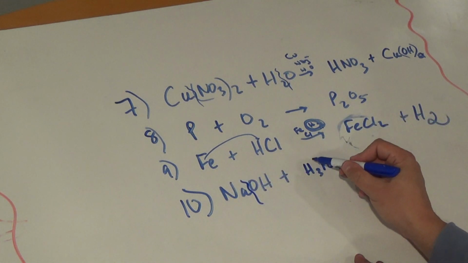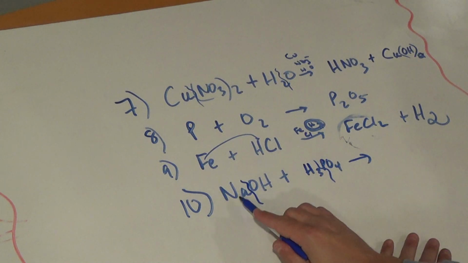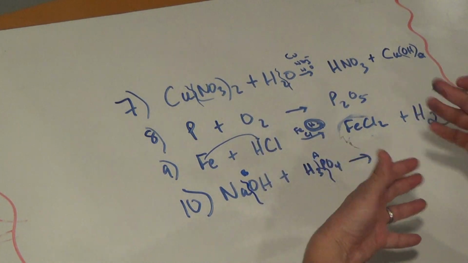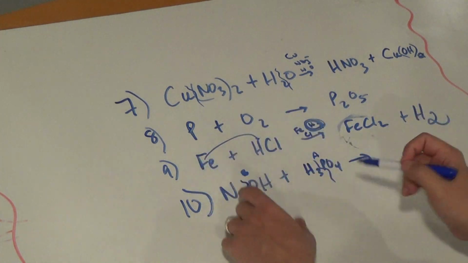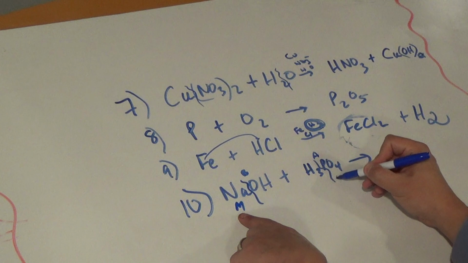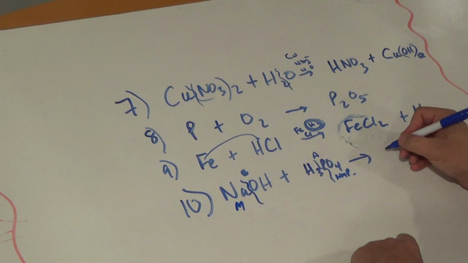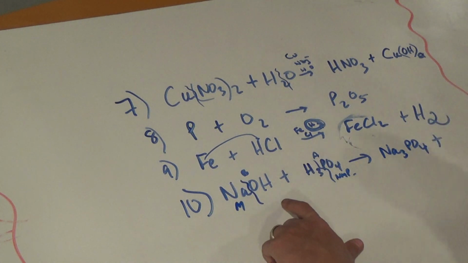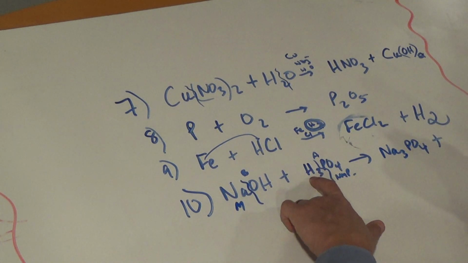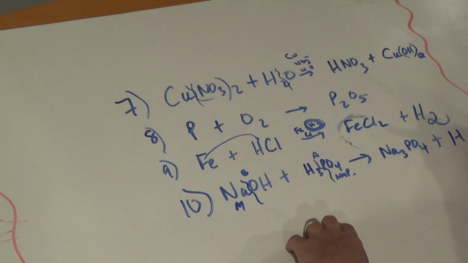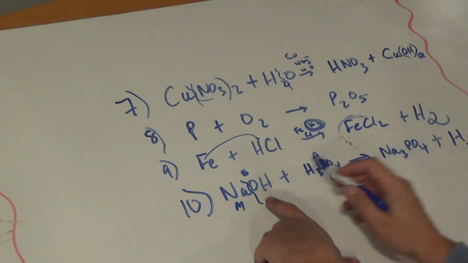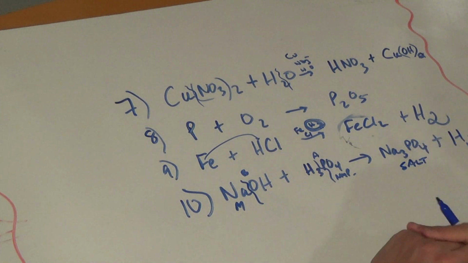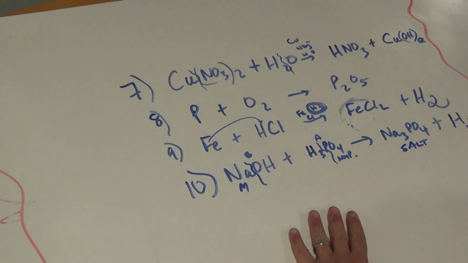This breaks apart. This breaks apart. So right here you have a strong base. This is an acid. You put them together, you make a salt. Well, what's our salt? Metal, non-metal. Here's our metal. Here's our non-metal polyatomic ion. You're going to make sodium phosphate plus, what do you have left? Hydrogen atoms and OH, H2O. So this is double replacement, but also it's acid-base neutralization. You get a salt and you get water every time. 11.